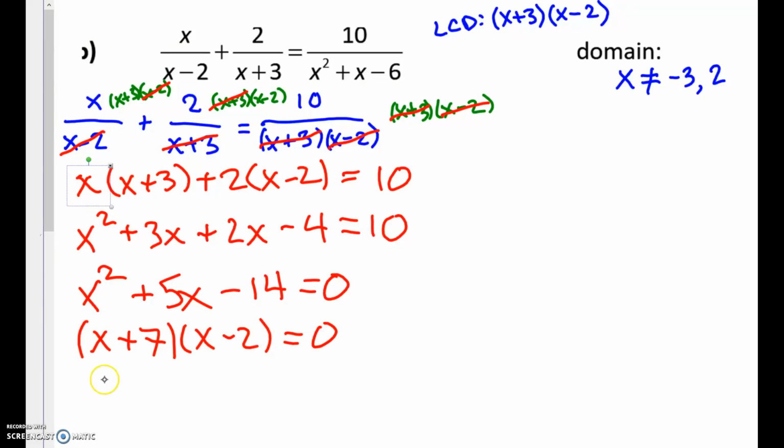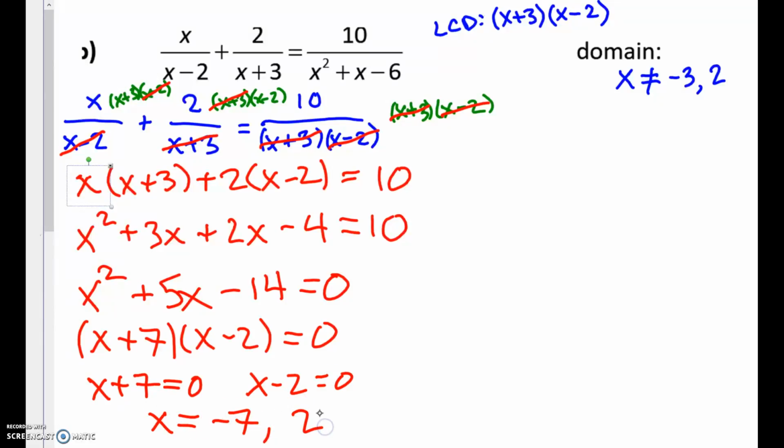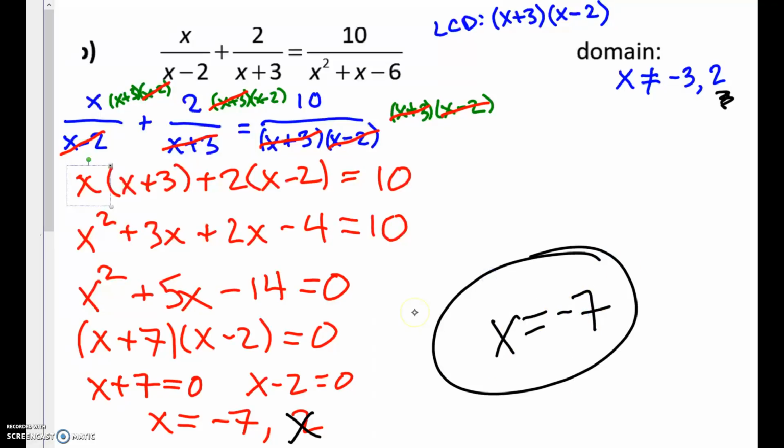So now we set each factor equal to 0. X plus 7 equals 0. X minus 2 equals 0. So x equals -7, 2. Except when we look back up here, we can't have a 2, so the 2 goes away. So my answer is just x equals -7.